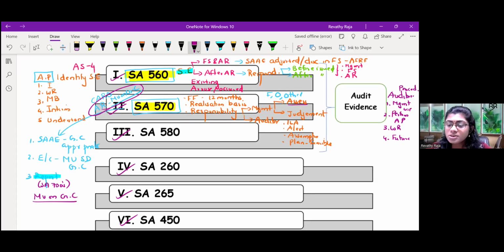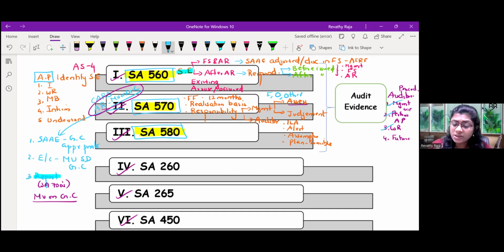That's the auditor's procedure: management's use of the going concern basis is appropriate in financial statements preparation. The auditor has to perform additional procedures when events and conditions are identified, obtain written representation, and check that future plans are appropriate. So that's SA 570, going concern. Now going to SA 580, which is nothing but written representation.